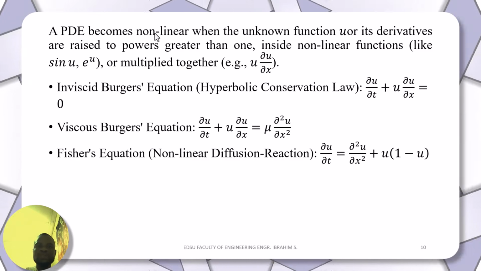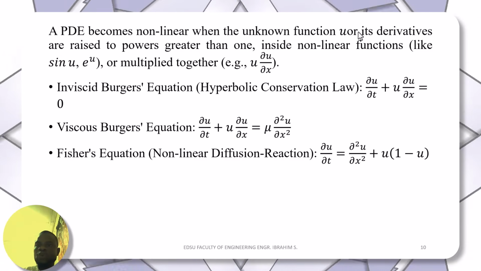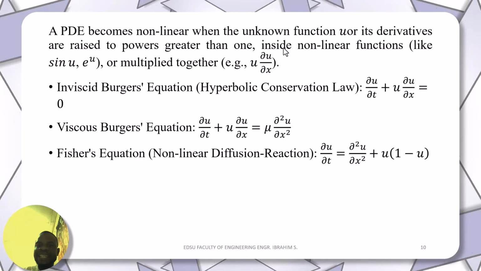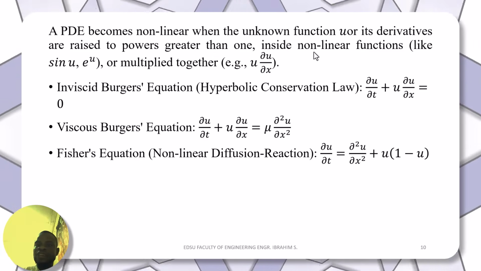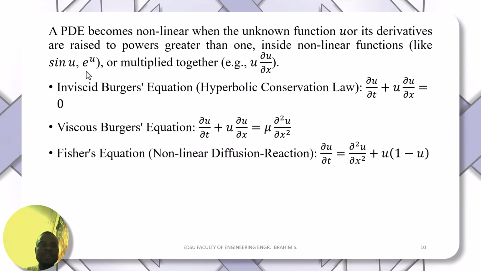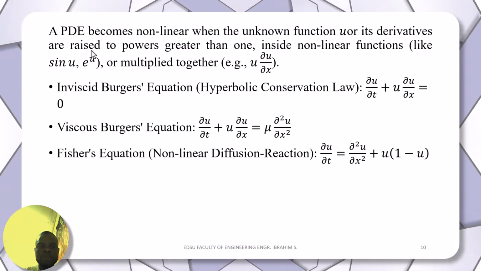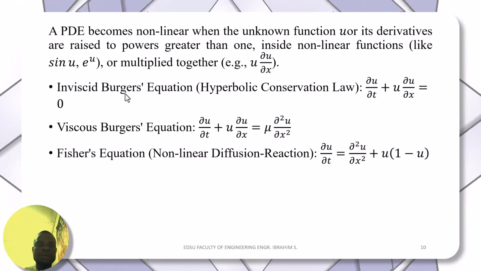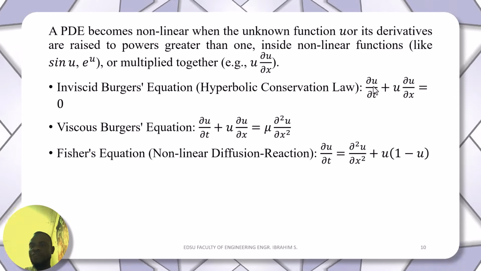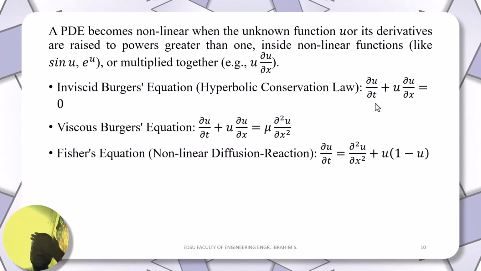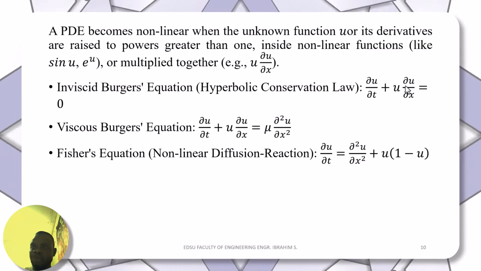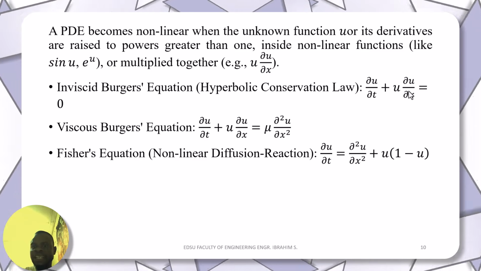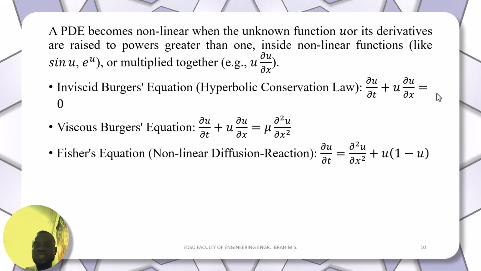So a PDE becomes non-linear when the unknown function u or its derivative are raised to a power greater than 1, or appear inside a non-linear function, like sine u, or e to the power of u, multiplied together. Now let's give a good example, like this Burgers equation. As you can see, you have the partial derivative of u with respect to t, plus u multiplied by the partial derivative of u with respect to x again. Just because of this term, this equation is not linear.